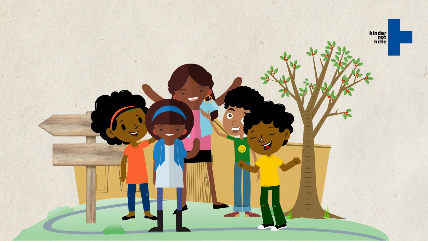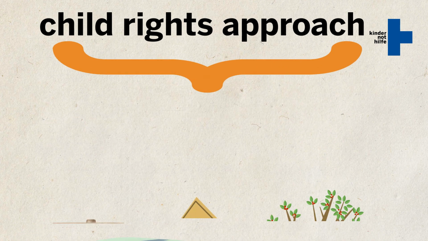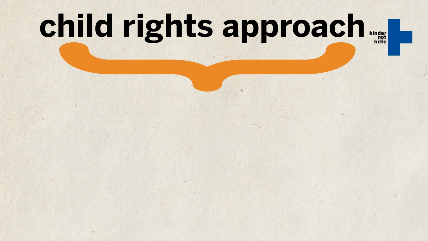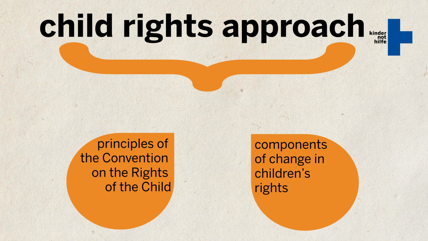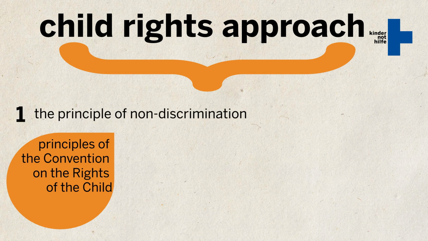As KNH is committed to the realization of children's rights, it has therefore developed its own child rights approach that guides the entire project planning process. The approach is based on the principles of the Convention on the Rights of the Child and the components of change in children's rights. The following 4 principles of the CRSA shape KNH's approach to children and their rights.